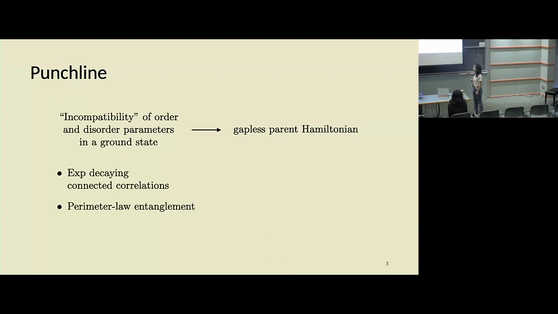And this is interesting because you can have this incompatibility even when the ground state has exponentially decaying connected correlation functions and area law entanglement, so it looks as gapped as it can possibly be, except for this particular correlation. And the gapless parent Hamiltonian that we find has z equals 2 gaplessness, and we can somewhat characterize its low energy excitations, which are these kinds of loop waves, which I will show later in the talk.